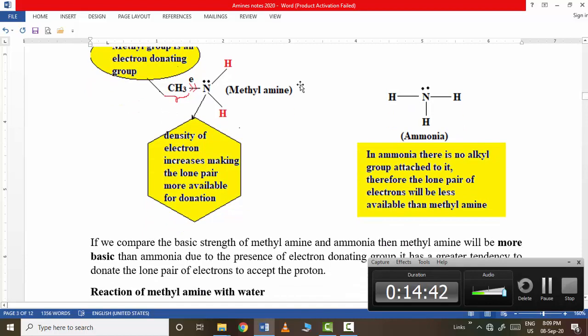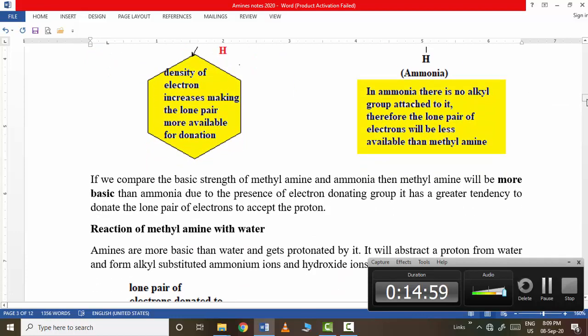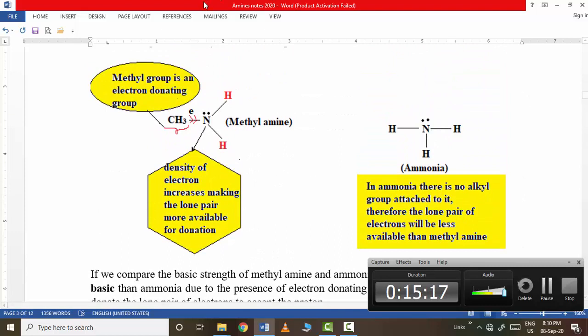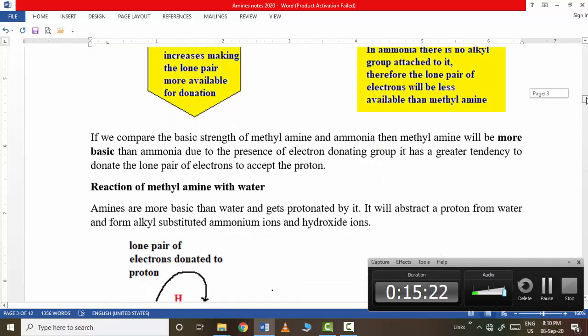In the exam you may be asked which of methylamine and ammonia is more basic in nature, or you may be asked to compare the basic strength of methylamine and ammonia. I have also given the answer statement below. If you compare the basic strength of methylamine and ammonia, then methylamine will be more basic than ammonia. Due to the presence of an electron donating group, it has a greater tendency to donate the lone pair of electrons to accept the proton. This diagram will really help you to understand the concept of the basic nature of amines.